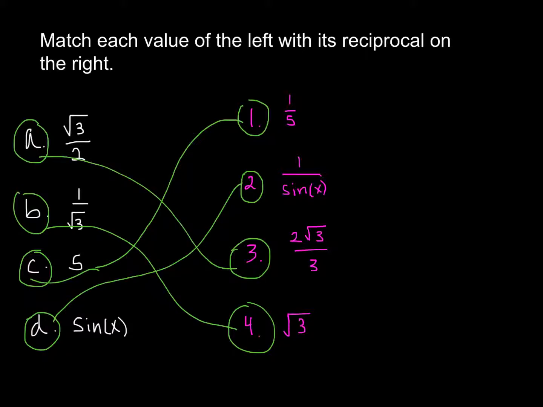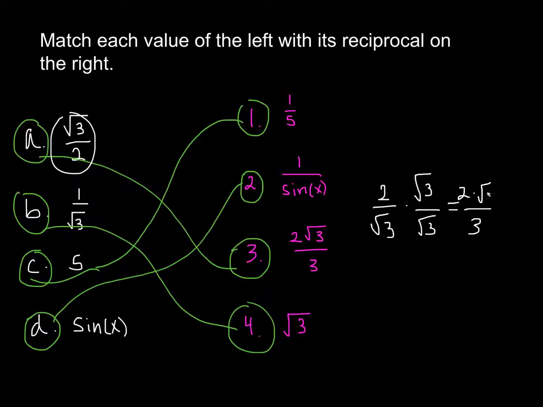One tricky one to note here is finding the reciprocal of root 3 over 2. So you might at first think that's 2 over root 3, square root of 3, and it is, but you always want to write it with a square root not in the denominator. So you can multiply by the square root of 3 over the square root of 3, because that's just 1, and now you have the square root of 3 times square root of 3 in the denominator, which is 3, and in the numerator you have 2 times the square root of 3.